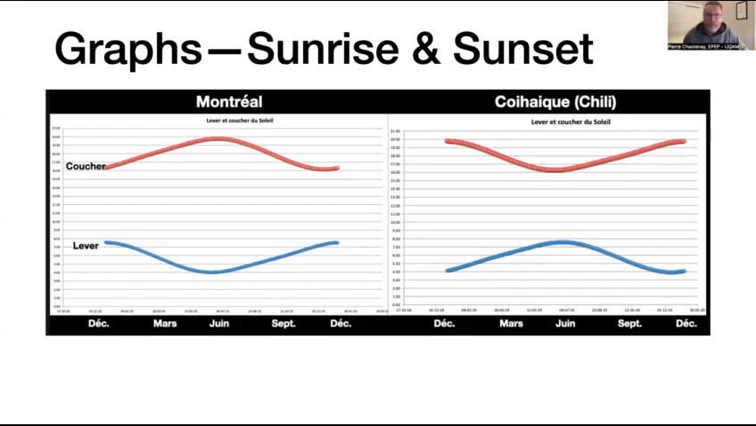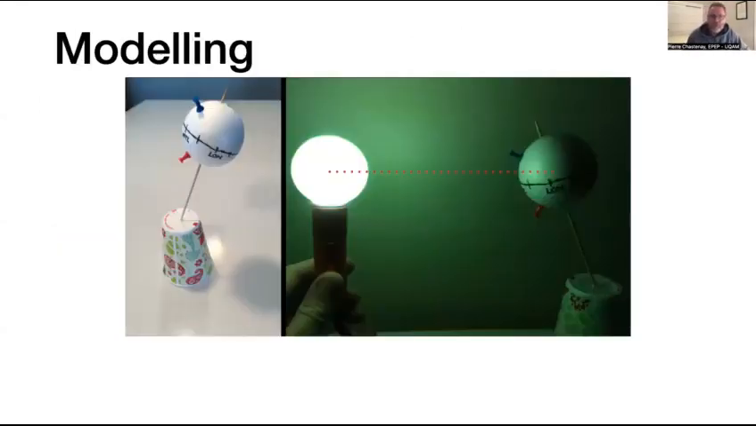The next step in this teaching sequence was for students to create and use a model of the Earth and Sun to understand the mechanism behind seasonal changes. So basically we use a styrofoam ball with two push pins, one for Montreal in blue, the other for Coyhaique in red, a bamboo stick and a paper cup so that we could have this nice inclination of the axis of rotation of the Earth.